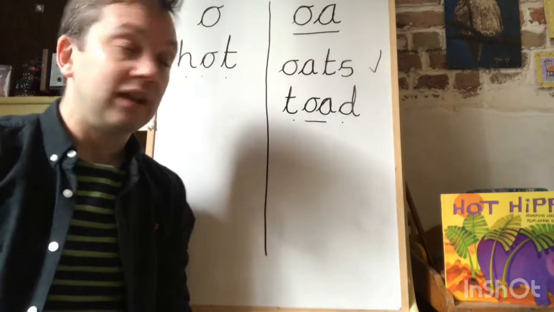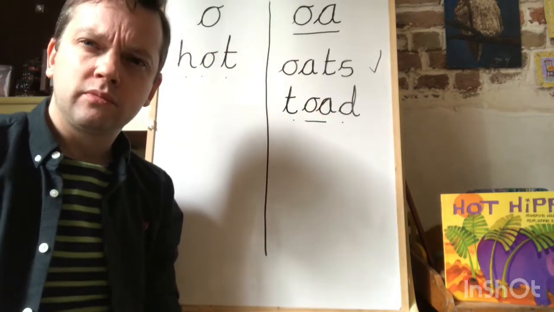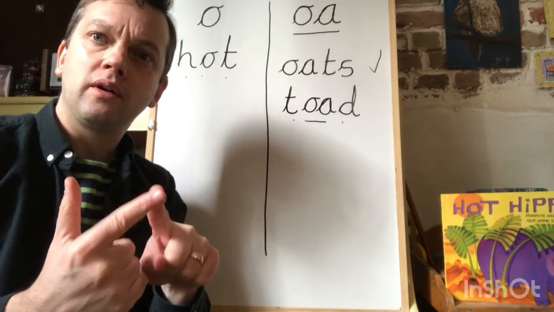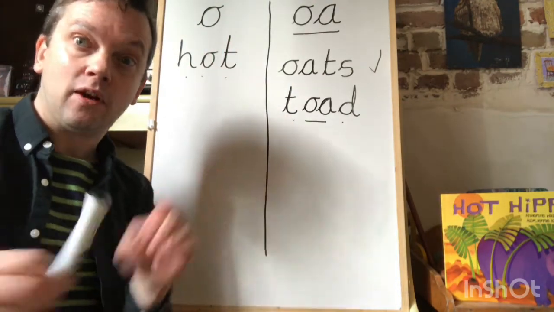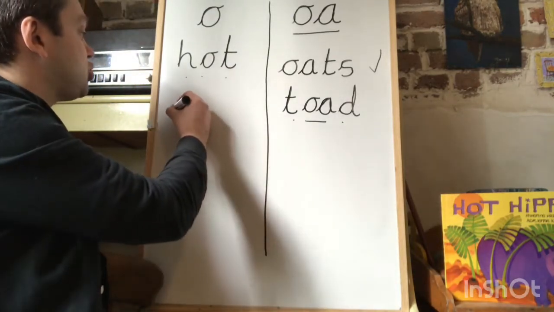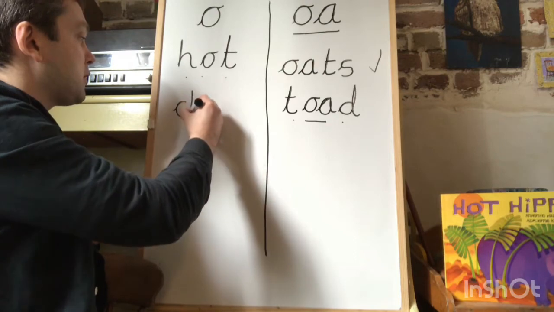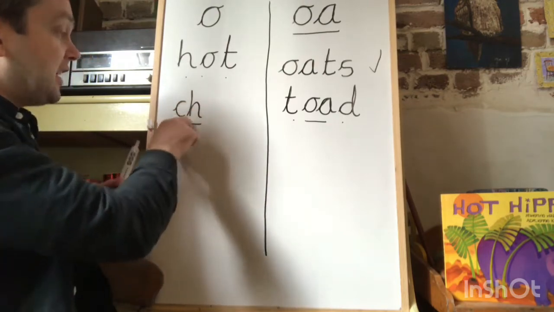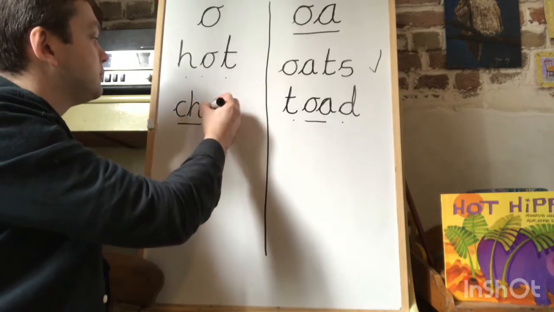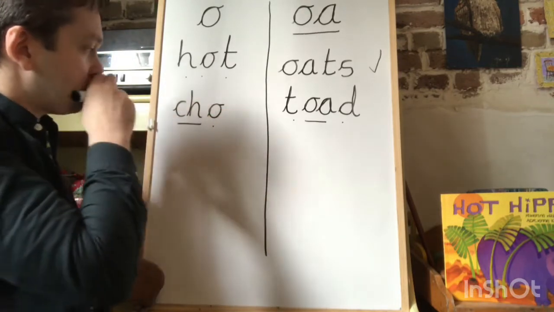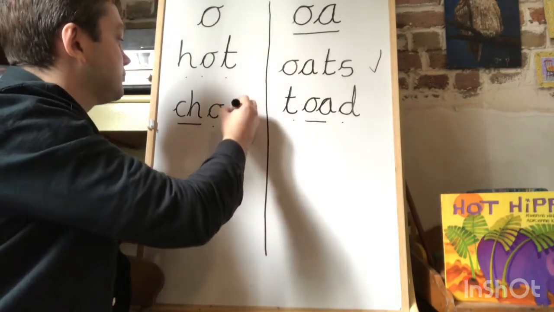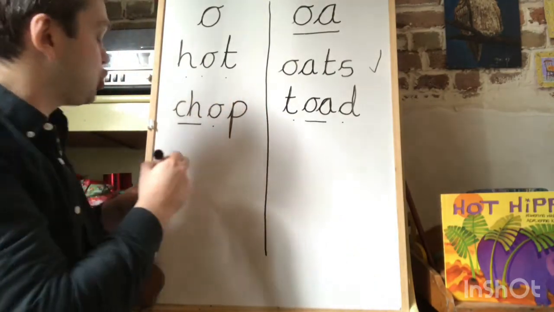Ch-op. Is it this O or that O? Well, it started with ch. Ch-op. It had O in it, so this side. Can you do it before me? Go on, go. Letters C and H make the sound ch. Then it's o. Ch o. Then p. Chop.